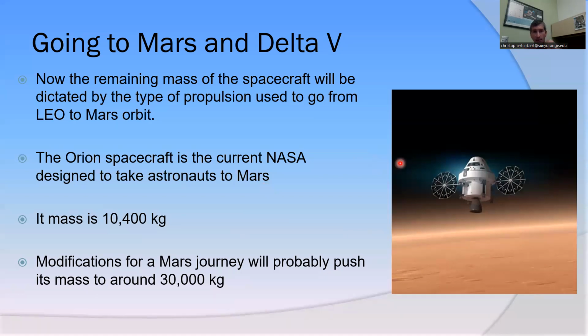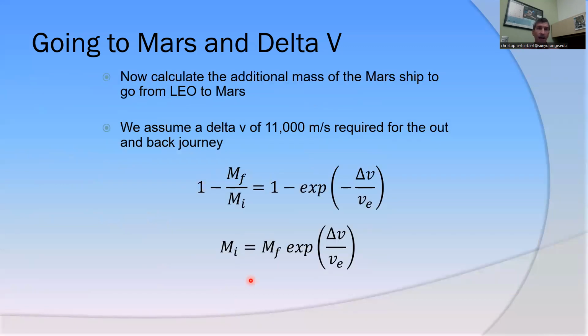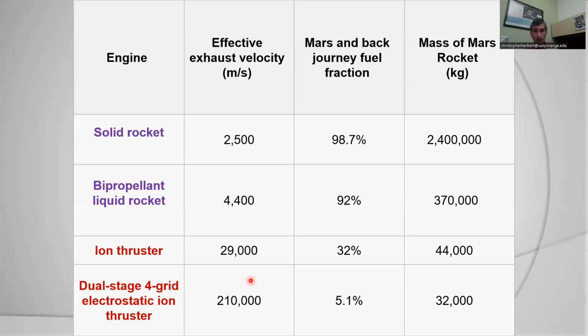For instance, the Orion spacecraft, which is the current rocket designed to go to the moon and go to Mars, its mass is 10,000 kilograms. Modifications to Mars would probably up the total mass to about 30,000 kilograms, which means the rest of the mass beyond 30,000 kilograms would have to be fuel. Now, to calculate the additional mass that we need to go to Mars from low Earth orbit, we assume a delta V additionally about 11,000 meters per second for the out and back journey.